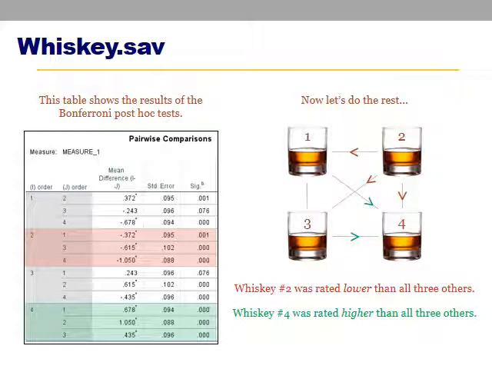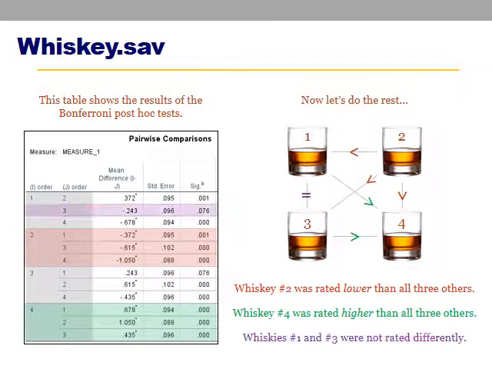The only remaining comparison is a comparison of whiskey 1 against whiskey 3, which we see in the highlighted purple area at the top. The p-value of 0.076 tells us that there was no significant difference in people's ratings of the first whiskey as compared to the third whiskey. Now it's up to us to fit all of this together. We know which whiskey was people's favorite, we know which whiskey was people's least favorite, and we know which whiskeys were not different from each other.